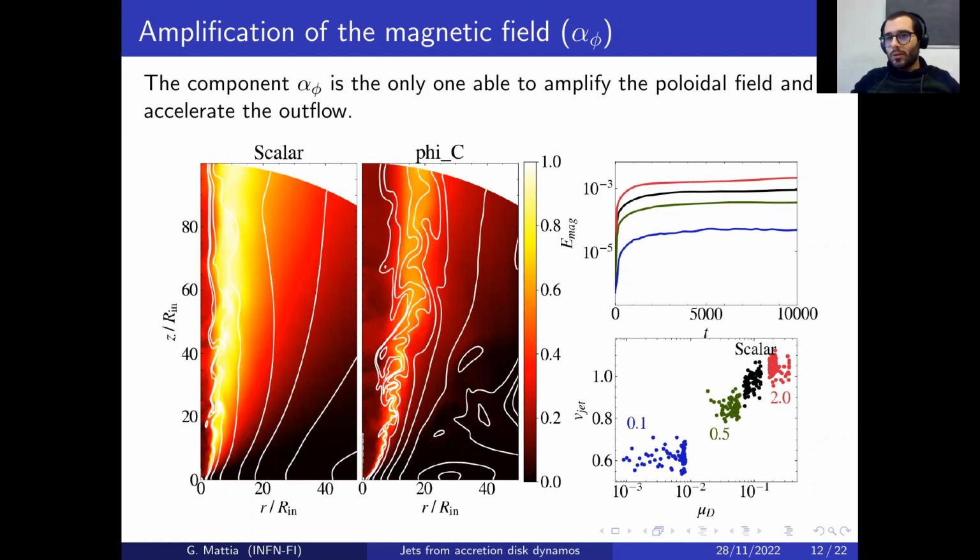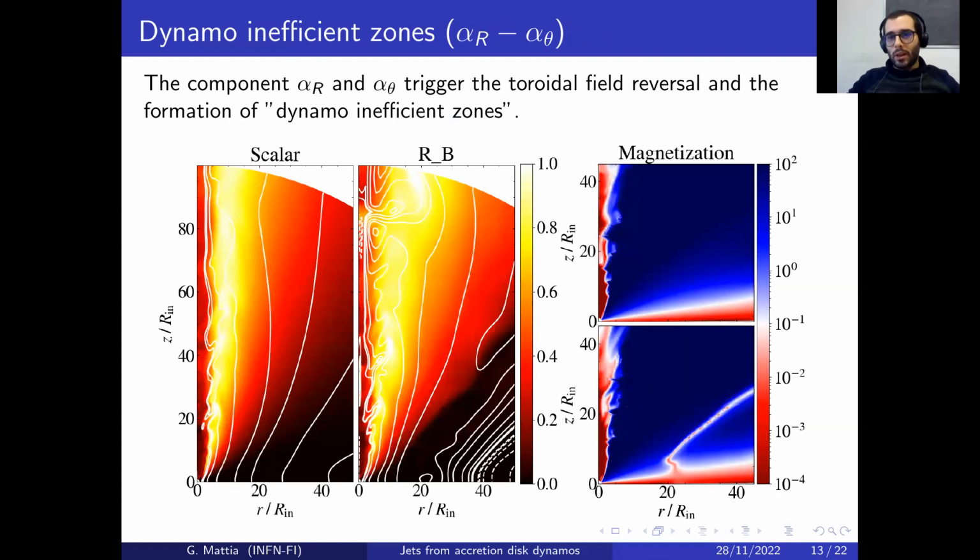So we can say, okay, perfect, we have the phi component. What else do we need? Well, the other components also play a role, most likely in the topology of the magnetic field. By playing with the R component, we see that when it's strongly non-isotropic, some anti-aligned magnetic field loops are formed in the accretion disk. These magnetic loops form, and in the layer between the anti-aligned magnetic field lines, the magnetic field is not amplified. We call these dynamo inefficient zones. You can see one here in the lower right plot.